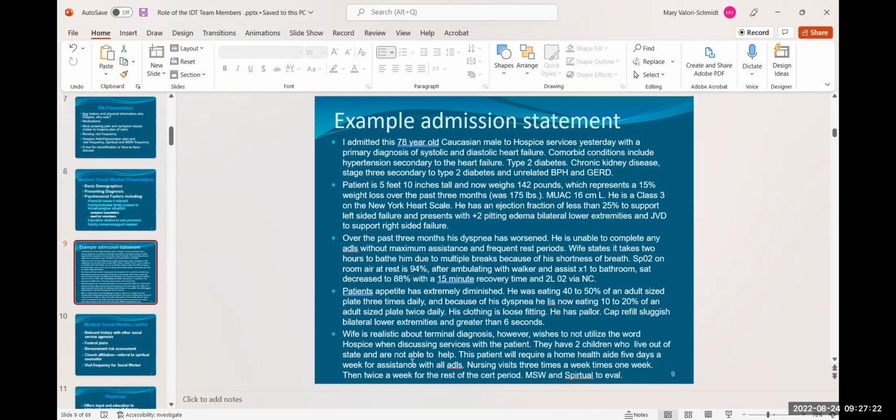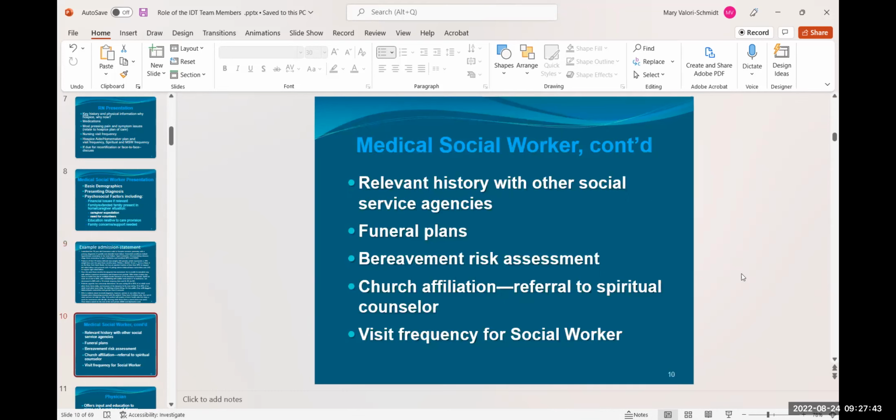So they do need to understand what we're doing, why we're there. These people have children that are out of state. They don't help them. And then I talk about the frequencies, right? They need a home health aide 5 days a week, nursing visits 3 times a week, and then twice a week for the rest of the cert period, and then social worker and spiritual to eval, okay?